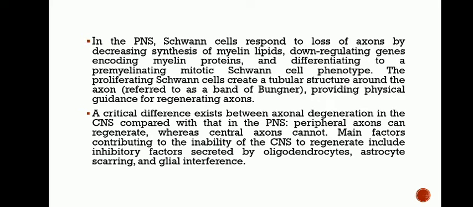The main difference that exists between the axonal degeneration in the central nervous system and the peripheral nervous system is that in peripheral axons, it can still regenerate, whereas the central axons cannot. The main factors contributing to the inability of the central nervous system to regenerate include inhibitory factors secreted by oligodendrocytes, astrocyte scarring, and glial interference.